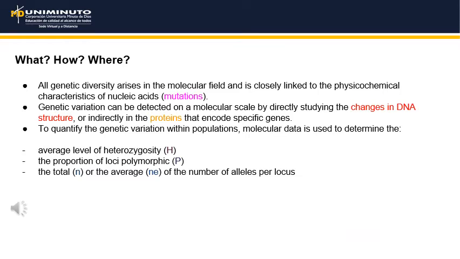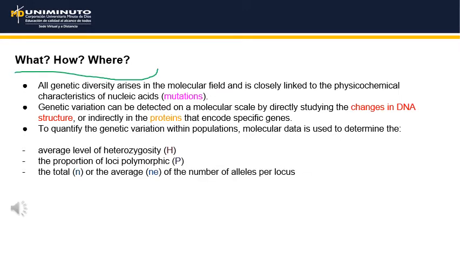What? How? Where? The diversity found within species is the fundamental basis of biodiversity at higher levels. Genetic variation determines the way a species interacts with its environment and with other species. All genetic diversity arises at the molecular level and is closely linked to the physicochemical characteristics of nucleic acids and mutations.